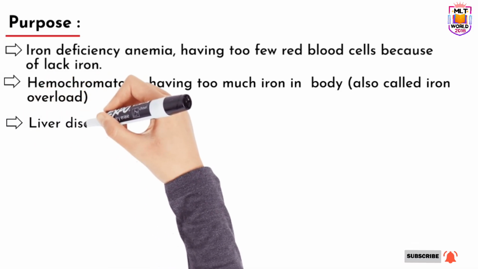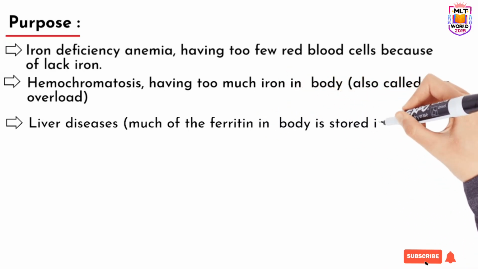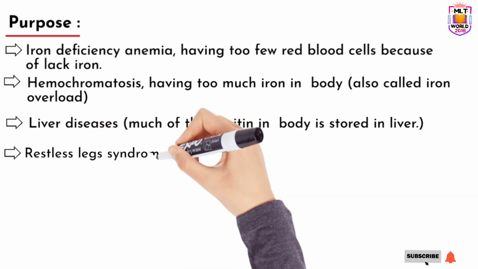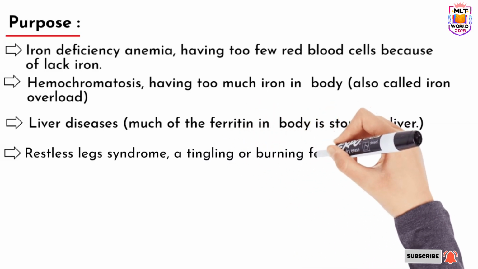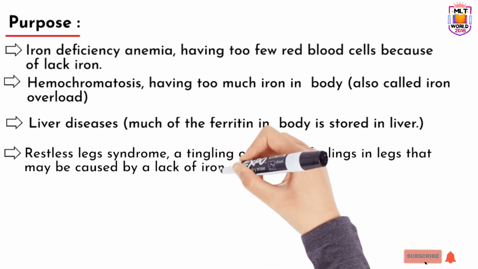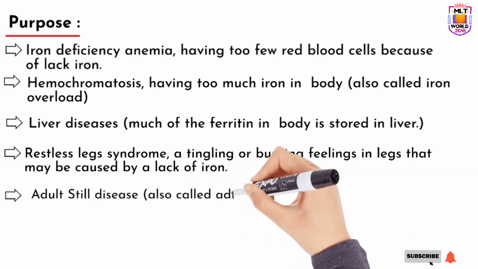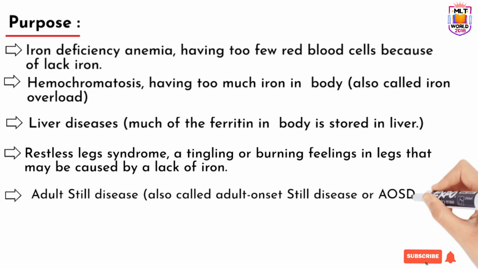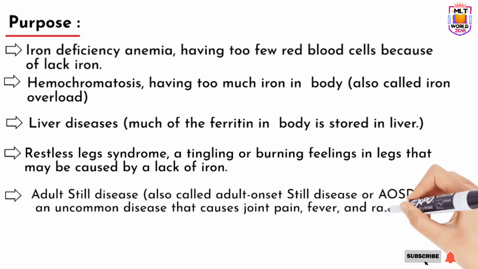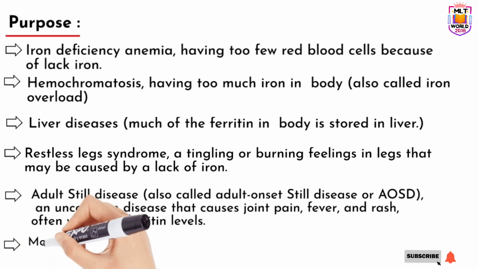The next purpose is to check ferritin for liver diseases, because as I told you, ferritin is made by the liver. So if more ferritin is released, that can also indicate liver disease. Restless leg syndrome, where a patient will feel a tingling or burning feeling in the legs, is a rare disorder, but that is also caused by a lack of iron. Next is adult onset Still's disease, AOSD, an uncommon disease that can cause joint pain, fever and rash, often with high ferritin levels. So that's why we also need to check the ferritin level.